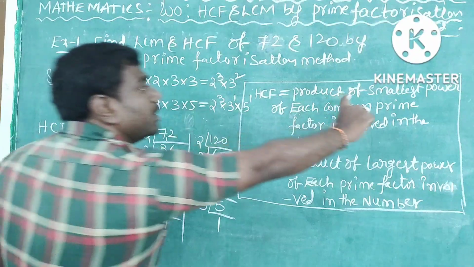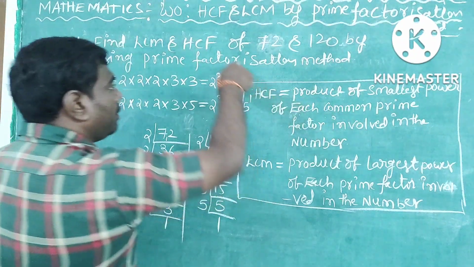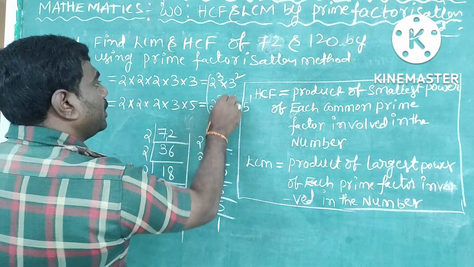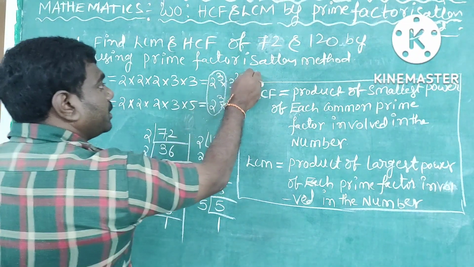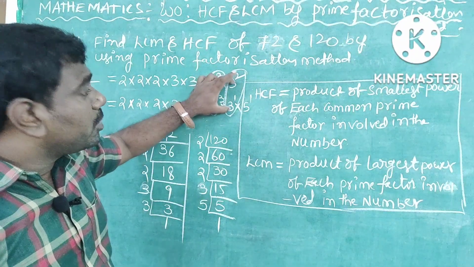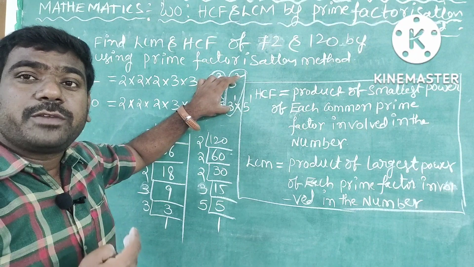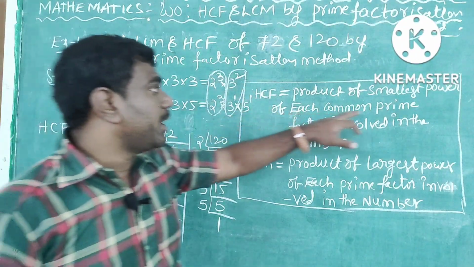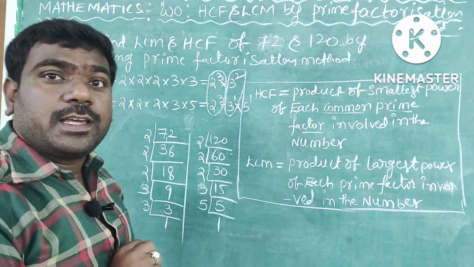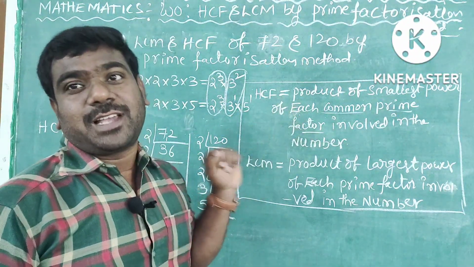First we have to see the smallest power of each common prime factor. So what are the common prime factors here? 2 is common to both numbers, 3 is also common to both numbers. This is the common factor of the two numbers. Common factors we found. Next one is the smallest power. The smallest power we should consider.